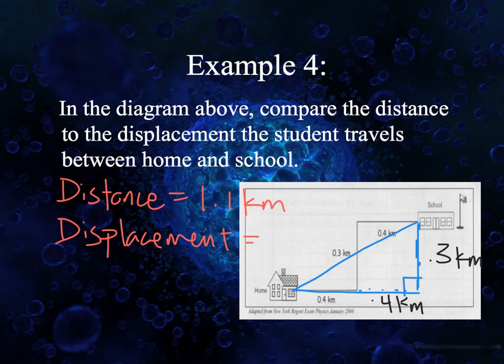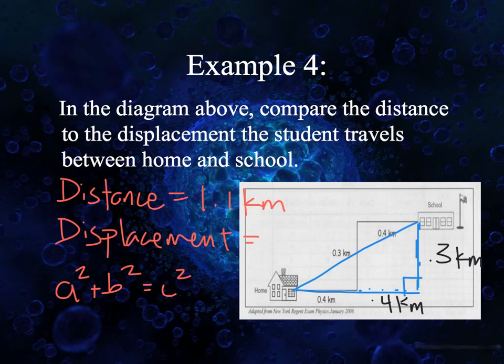Okay, now it comes down to solving for our hypotenuse. I know this total side is a combination of 0.4 and 0.4, so that gives us 0.8. This side is 0.3, and we want to solve for this unknown side. So you set up your Pythagorean theorem, which is a squared plus b squared equals c squared.